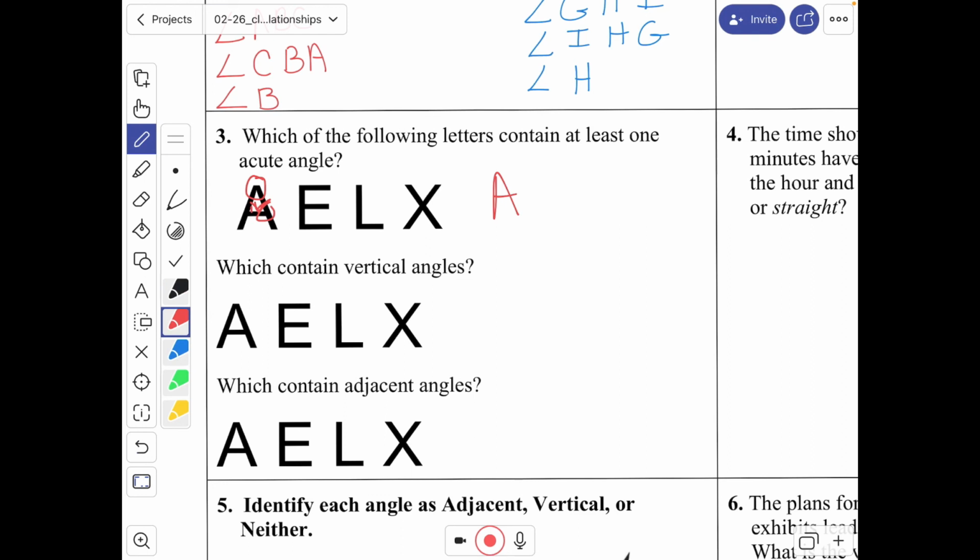The next one says which contains vertical angles. Vertical means opposite each other. So that is opposite of that. So X has vertical angles. Which contain adjacent angles? That would be an angle next to each other. Well, this one has 2 angles next to each other.